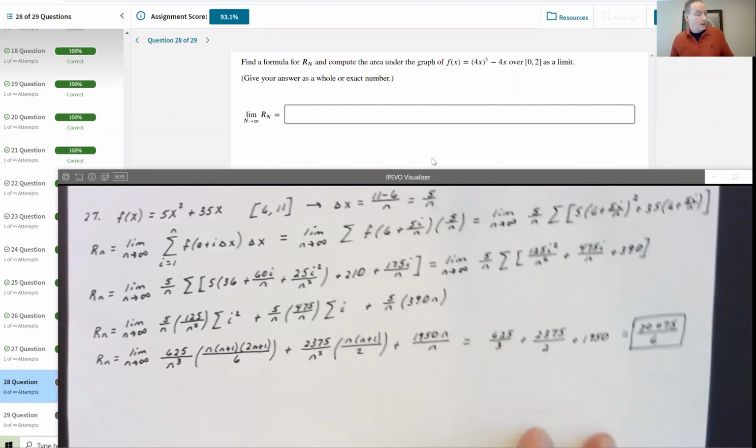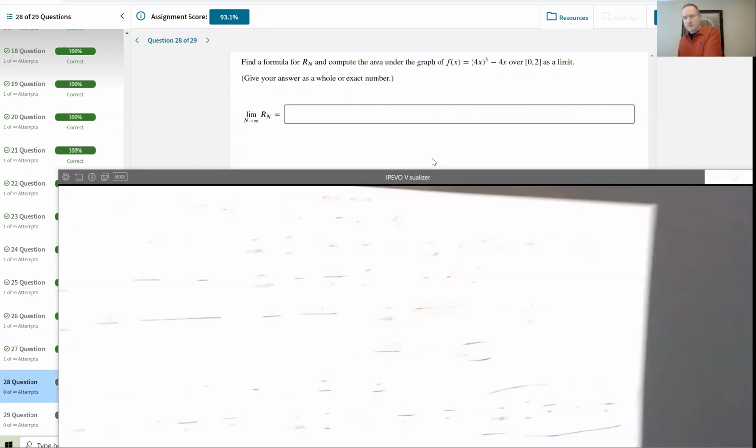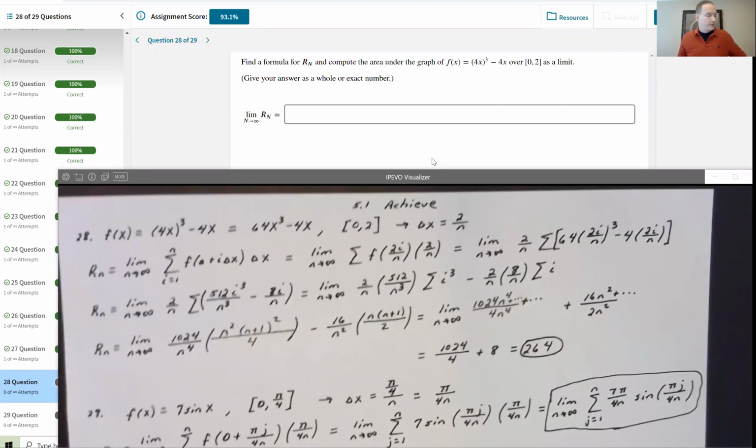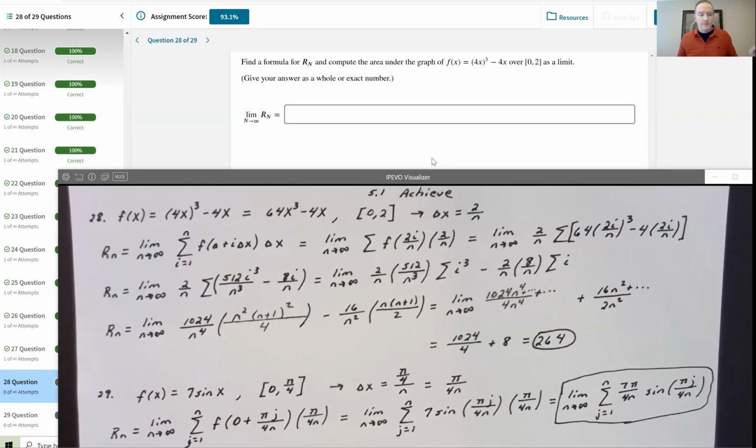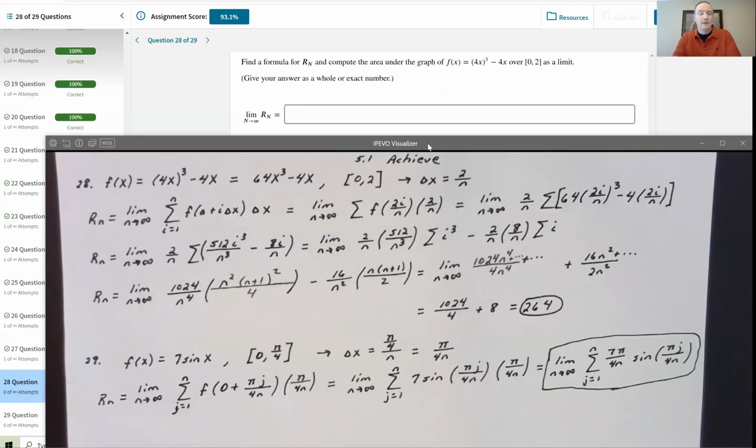Up next, probably the hardest one, and not that it's bad, but the hardest one in this section is probably 28. We have the group 4x cubed minus 4x, which I went ahead and cubed out that 4x cubed to give me the 64x to the third minus 4x. We're trying to find the area under this curve between 0 and 2. We know our delta x is going to be 2 over n.